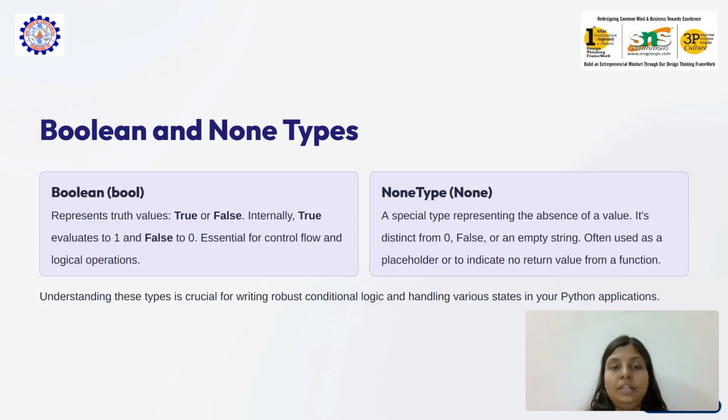Boolean and None types. Boolean, we say bool, in Python represents truth values, True or False. Internally, True evaluates to 1 and False to 0. Essential for control flow and logical operations.